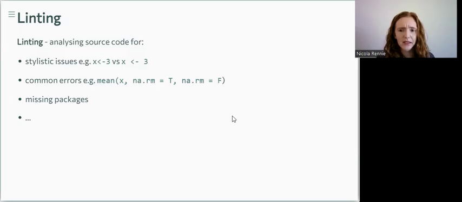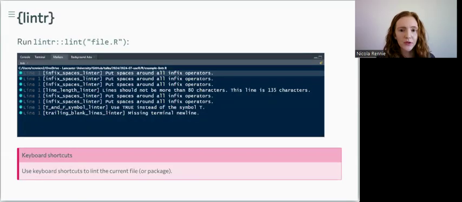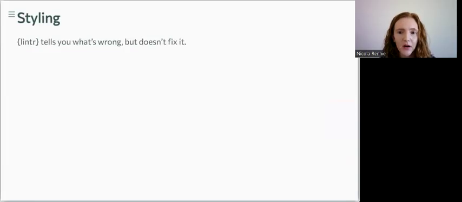And in R, linting is done using the lintr package. So you can run the lint function, and it gives you a report about current issues within your code. So you can see here for the Star Wars example, it's telling me about missing spaces, lines that are too long, and using capital T instead of TRUE. You can add a keyboard shortcut to lint the current file or package to make it easier to generate these reports. Now, these reports from lintr are really useful, but they don't actually fix the code. They just tell you what you need to fix.